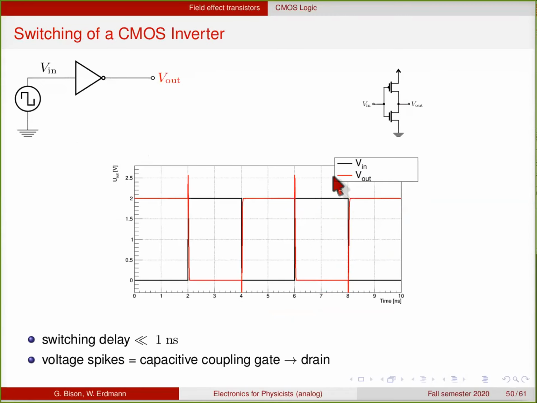Okay, but let's go back to the inverter and take a look at how this works dynamically. So this shows a simulation of an inverter that gets a square wave input. The black curve shows the input going up and down. And we look at the output, the red signal, and you see that it switches very fast, so much faster than a nanosecond for these transitions. And you see these small voltage spikes here. These are from the capacitive coupling of the gates into the outputs.